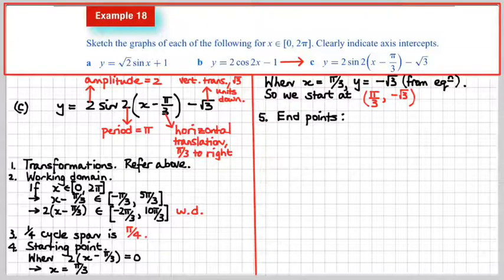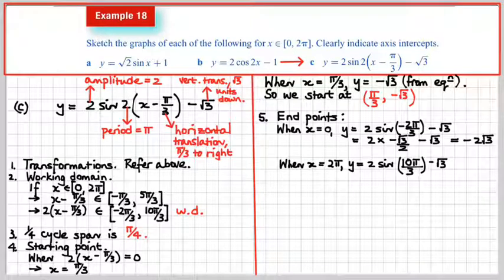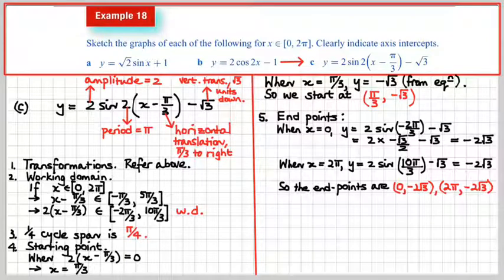Now, next on the agenda, endpoints. We've got to substitute x is 0 into this, and x is 2 pi into that, and work out the respective y values, and that'll get us the coordinates of both the left hand and right hand endpoints. When x is 0, it comes out to be minus 2 root 3. And when x is 2 pi, it comes out to the same thing. So the endpoints are those coordinates. Looking good.